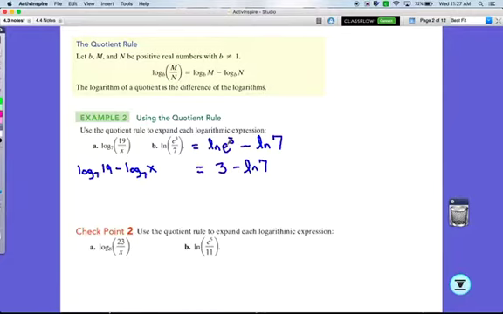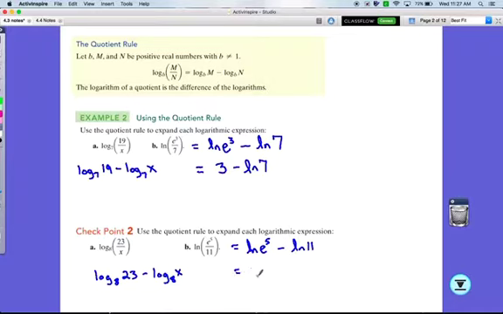All right, try the checkpoint. Go ahead and pause it. All right, the answers to this one: I've got log base 8 of the top, which is 23, minus log base 8 of the bottom, which is x. For B, I've got the natural log of e to the 5th, the top, minus the natural log of 11, which is the bottom.